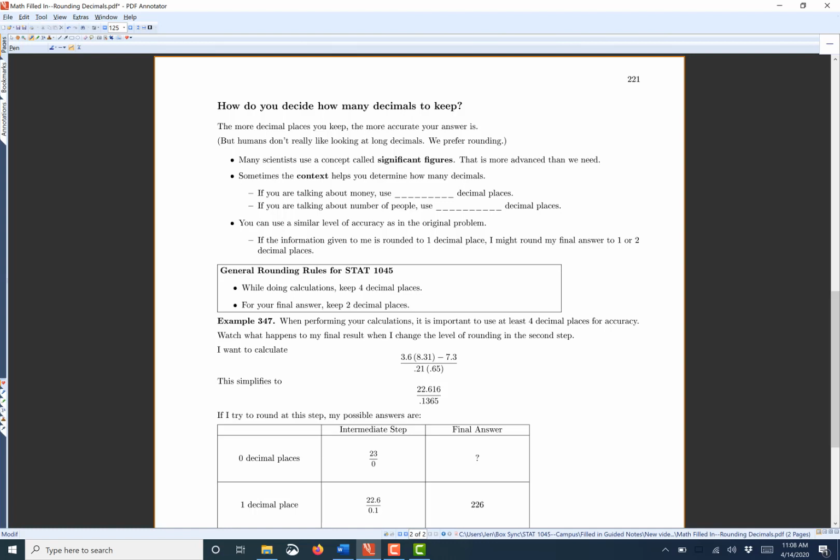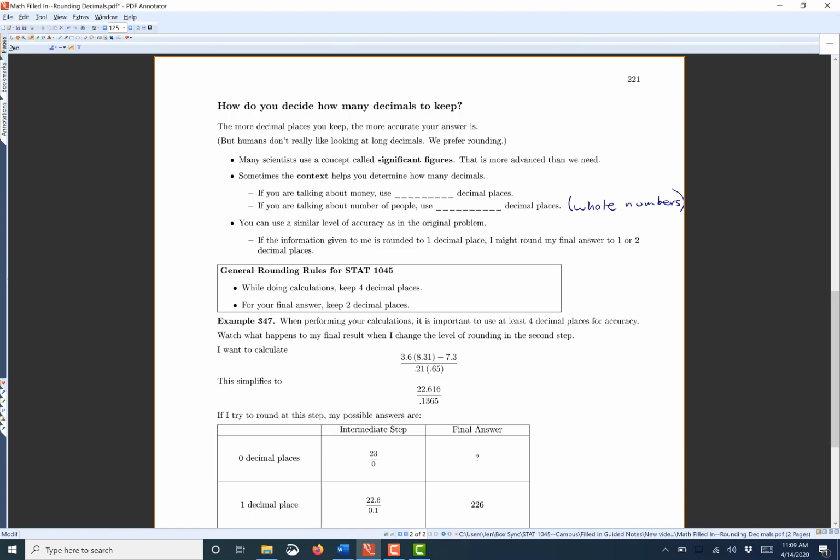So many scientists use a concept called significant figures. That's more advanced than we need in this class. So sometimes our context will help us determine how many decimal places. Like if you're talking about money, you would use 2 decimal places. That's what we always do for money. But if you're talking about the number of people, we'd probably use 0 decimal places, or in other words, just whole numbers. So sometimes what you're talking about will determine how much you round.